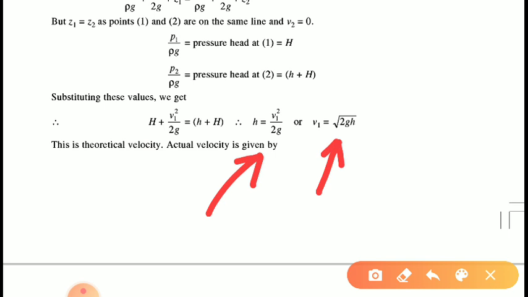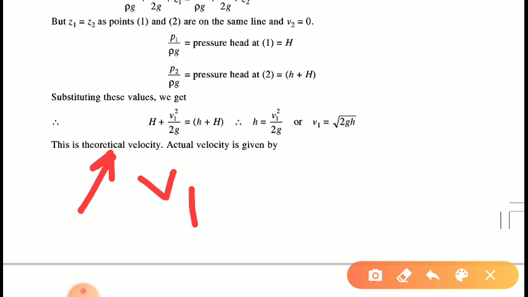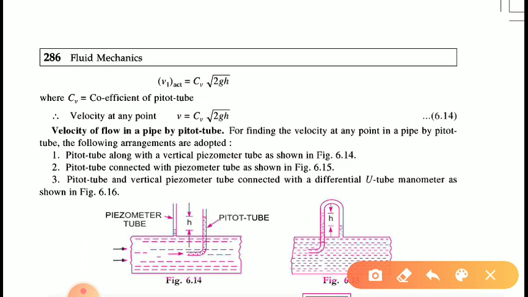If we simplify this equation for V1, then V1 is equal to root of 2gh. And obviously this V1 is the theoretical velocity at point 1. So we can measure the theoretical velocity at point 1 as root of 2gh. But for the actual velocity, we have to multiply it by the coefficient of the Pitot tube. So whatever the coefficient of the Pitot tube Cv is, we have to multiply it with the theoretical velocity, and we will get the actual velocity at that point. Hence the actual velocity at any point in a fluid can be measured by the Pitot tube by the equation V is equal to Cv multiplied by root of 2gh.